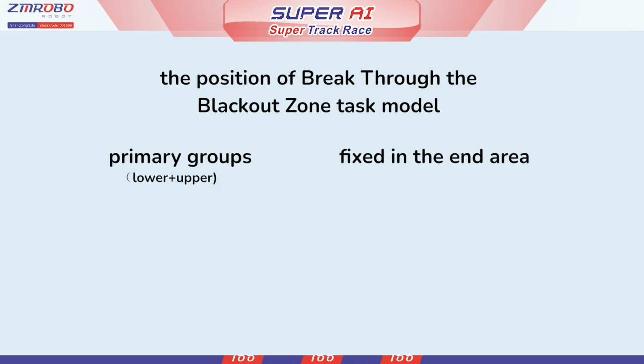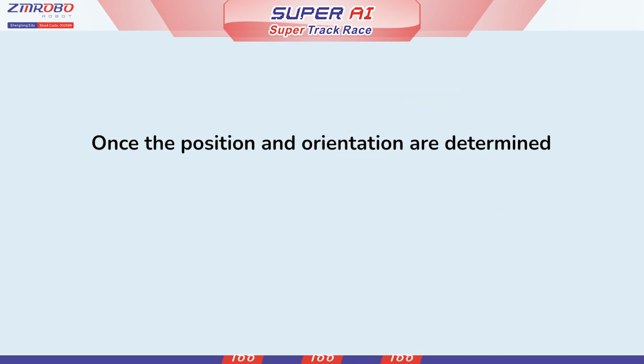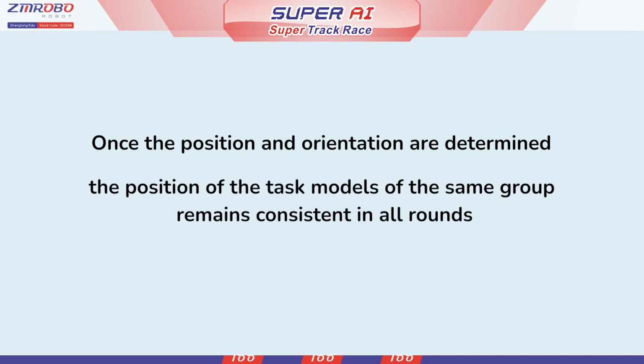In the break through the blackout zone task, the task models of the lower primary and the upper primary groups are fixed in the end area and are scored separately from the safe return task. For the junior high school group and high school group, the referees will determine the position and orientation of the task models by drawing lots. Once the position and orientation are determined, the position of the task models of the same group remains consistent in all rounds.